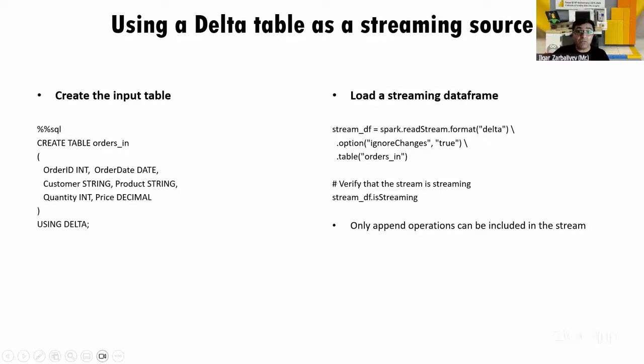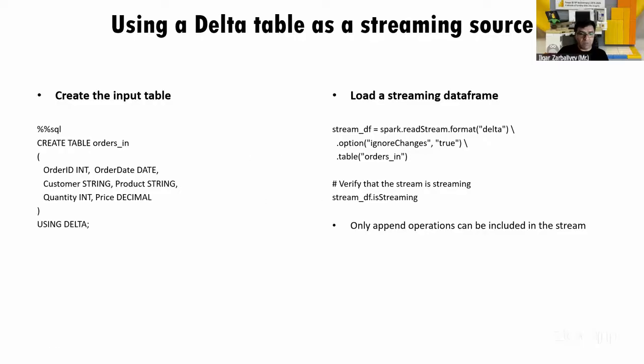We load a streaming data frame from the Delta table using spark.readStream, specifying the Delta format and the table name. You can check that the stream really is a stream using the isStreaming property, which should return true.